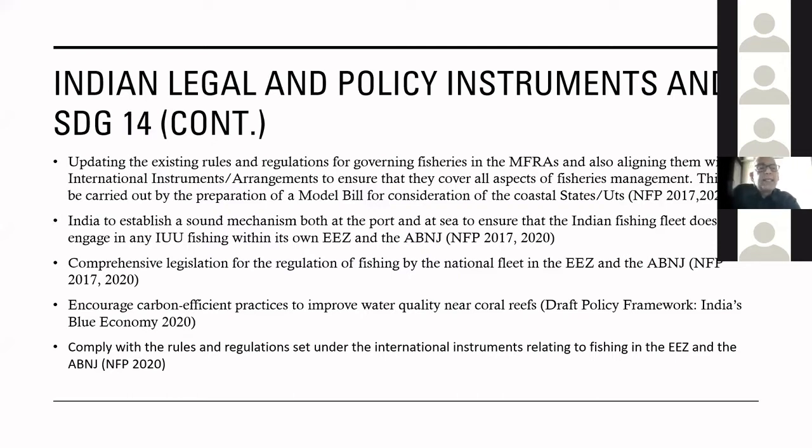And then when we talk about the EEZ, we need to establish a sound mechanism so that the Indian fleet does not engage in IUU fishing within its own EEZ and the area beyond national jurisdiction. There are several cases, for example, of Tuticorin boats from near Kanyakumari, or from Cochin, going to Seychelles or into the British Indian Ocean Territory. So Indian vessels are now increasingly moving during the calm fishing seasons to other EEZs and into territorial waters of other countries, which needs some kind of regulation.